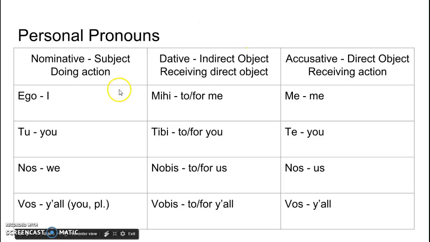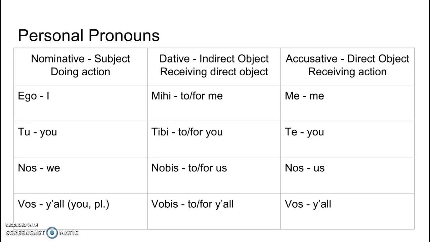So, all the nominative forms, ego, tu, nos, and vos, are I, you, we, and y'all. We have all the dative forms, mihi, tibi, nobis, and vobis. That's to or for me, to or for you, to or for us, or to or for y'all. And then you have the accusative forms, me, which means me, te, which means you, nos, which means us, and vos, which means y'all. You'll notice that for nos and vos, the Latin word is the same whether it is nominative or accusative. So that kind of cuts down on the things you need to remember.